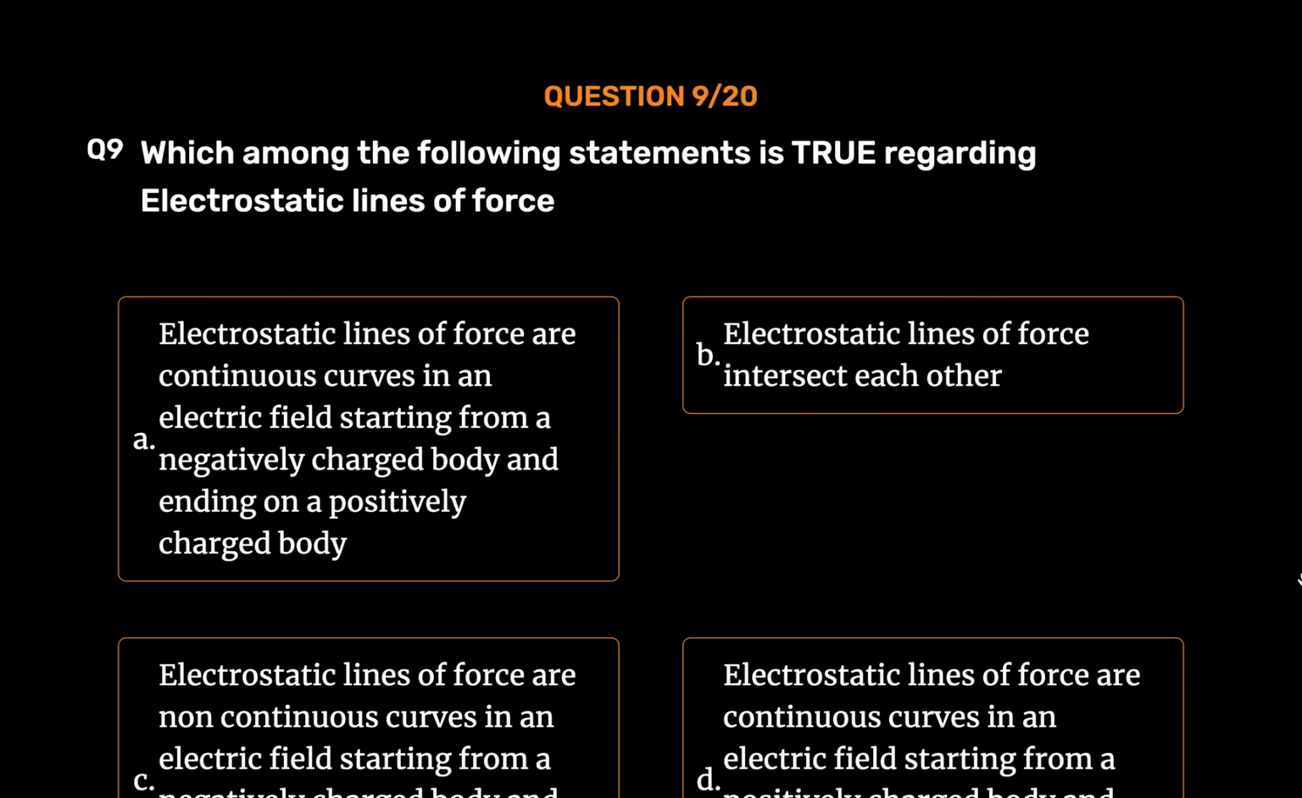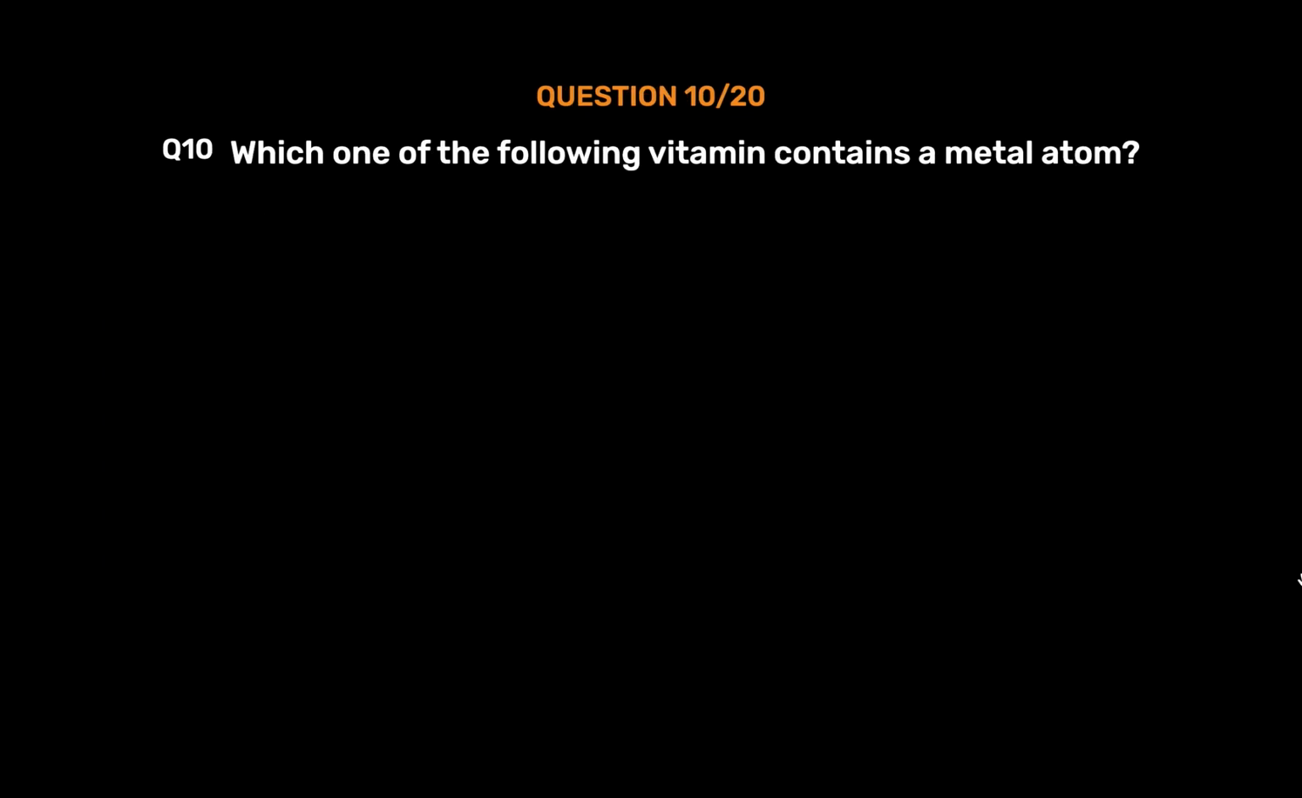The correct answer is option D. Electrostatic lines of force are continuous curves in an electric field starting from a positively charged body and ending on a negatively charged body. Question number 10.